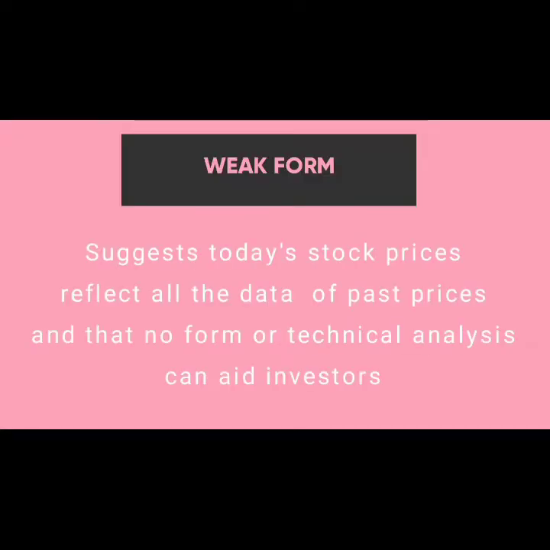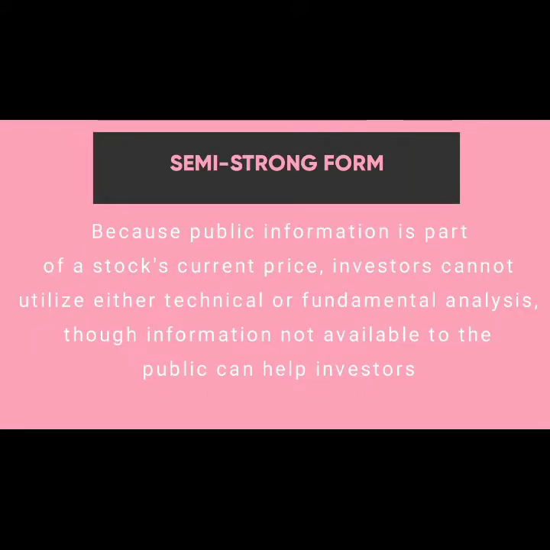Though the efficient market hypothesis theorizes the market is generally efficient, the theory is offered in 3 different versions: the weak form, semi-strong, and the strong form. The weak form suggests today's stock prices reflect all the data of past prices and that no form of technical analysis can aid investors. Next is the semi-strong form, which submits that because public information is part of a stock's current price, investors cannot utilize either technical or fundamental analysis. The information not available to the public can help investors.